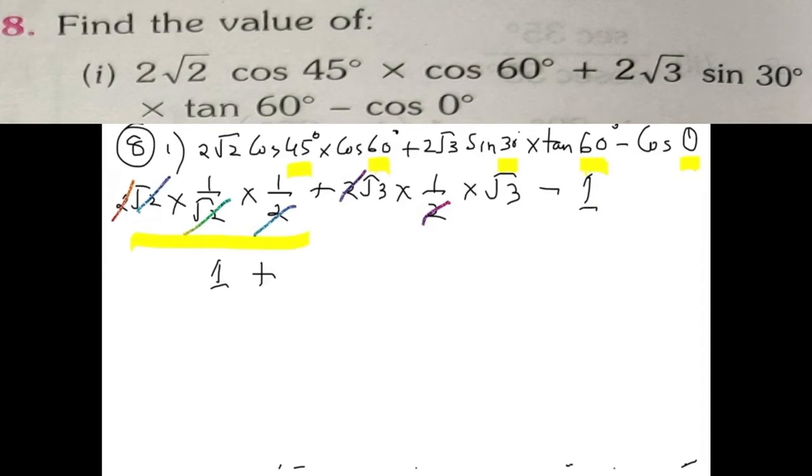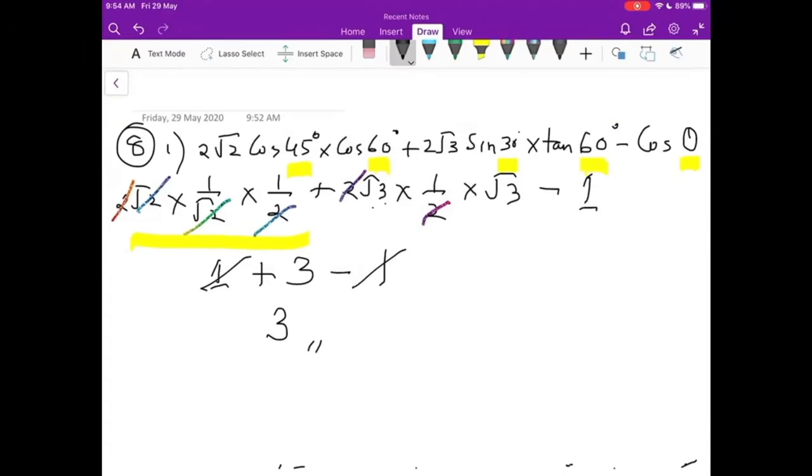Plus here 2 and 2 got cancelled. So now we are left with root 3 into root 3, and you know root 3 into root 3 is 3. And then minus 1. So there you are, 3 plus 1 is 4, 4 minus 1 is 3. Or you can simply cancel minus 1 and plus 1. So your answer is 3. This is your question number 8.1.